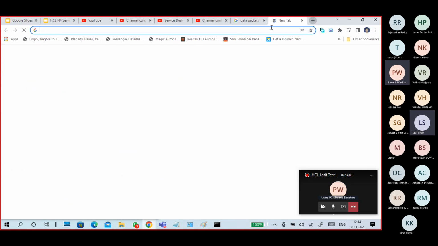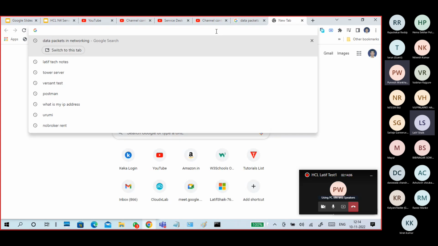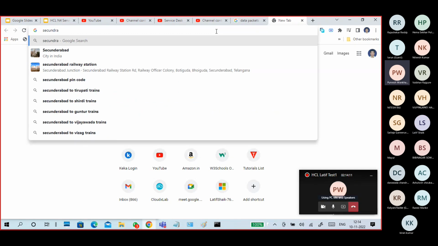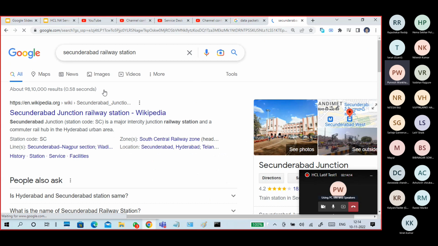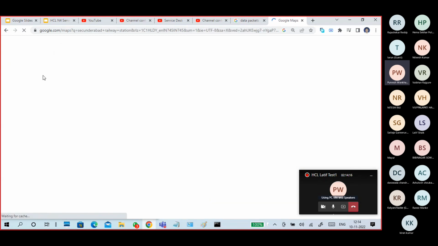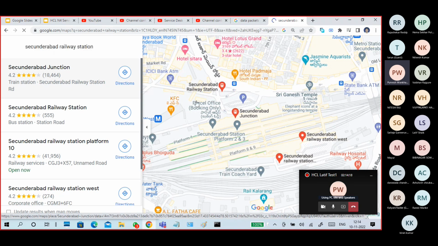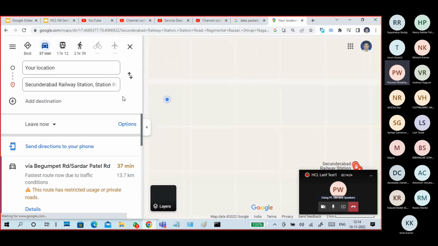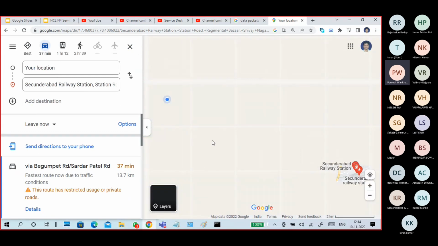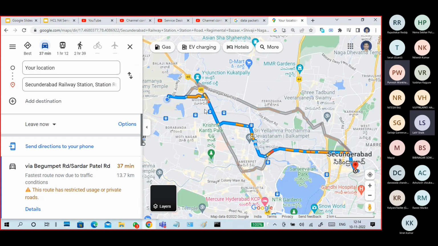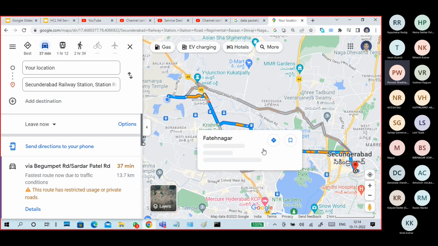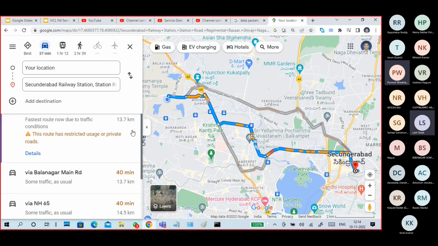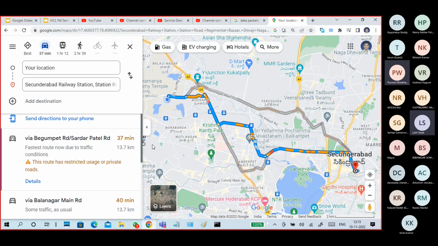You want to reach from one place to another place. For example, I want to go to... We'll see, the path is there. Yes, you can see here it is. This is the path it is showing. One path. This path will take 37 minutes to reach the destination.